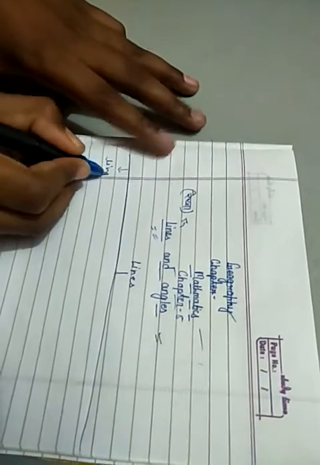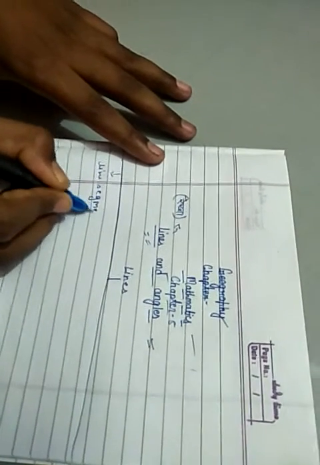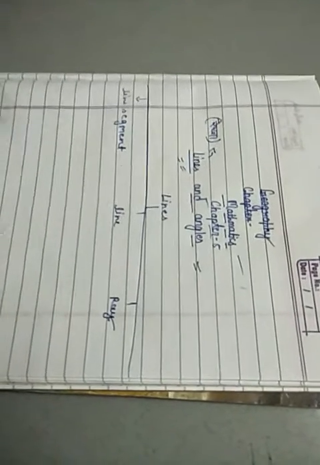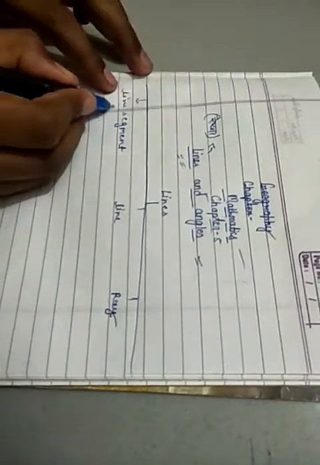And these lines are divided into many parts. You know very well that the line is of three types: line segment, line, and ray. First of all, I will tell you some information about the line segment, line, and ray. Firstly, our topic is line segment.